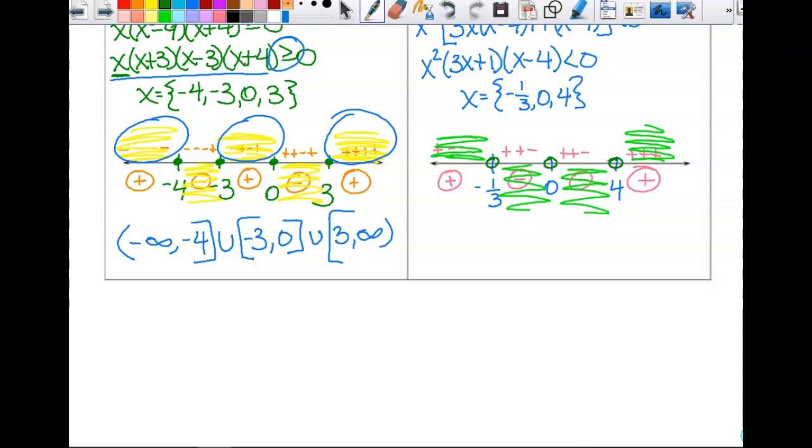Got your sign chart down. See if you can write the intervals for the answer. You want this to be less than 0. So write what you think your intervals would be.